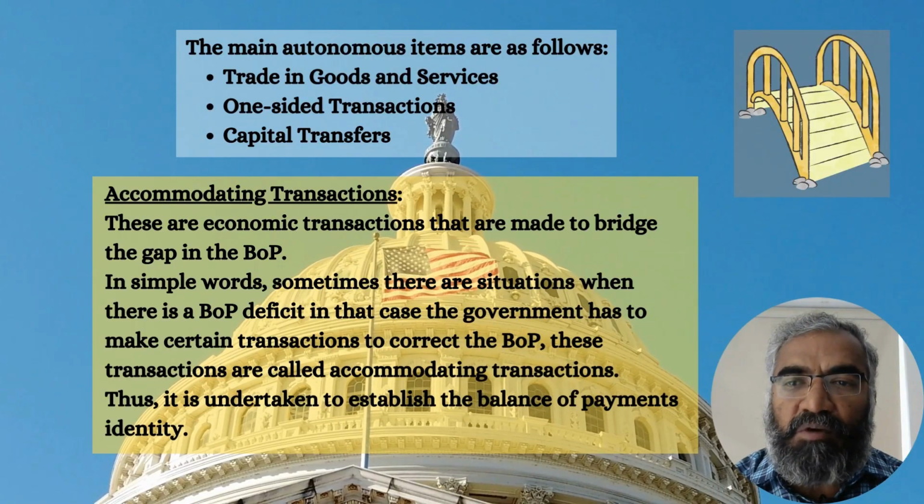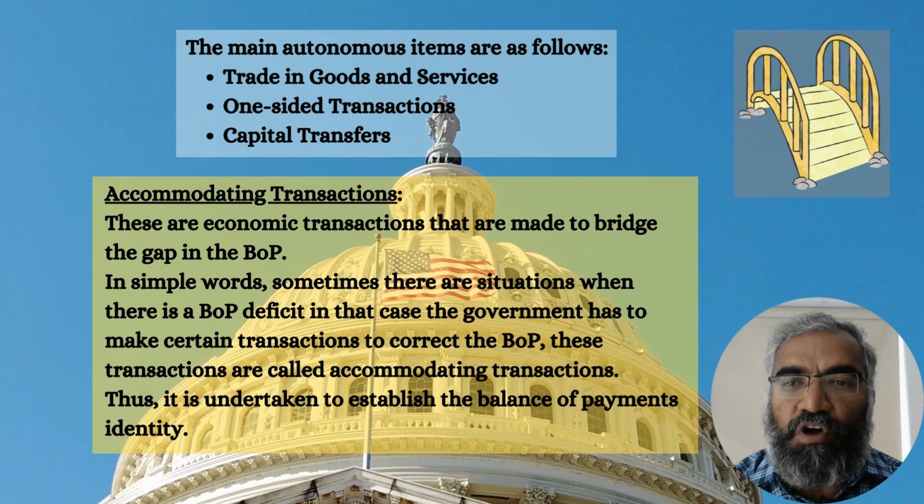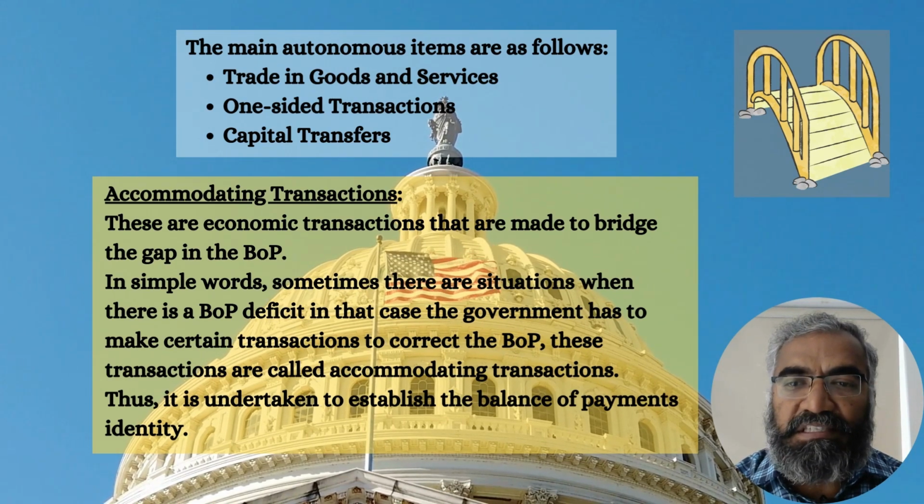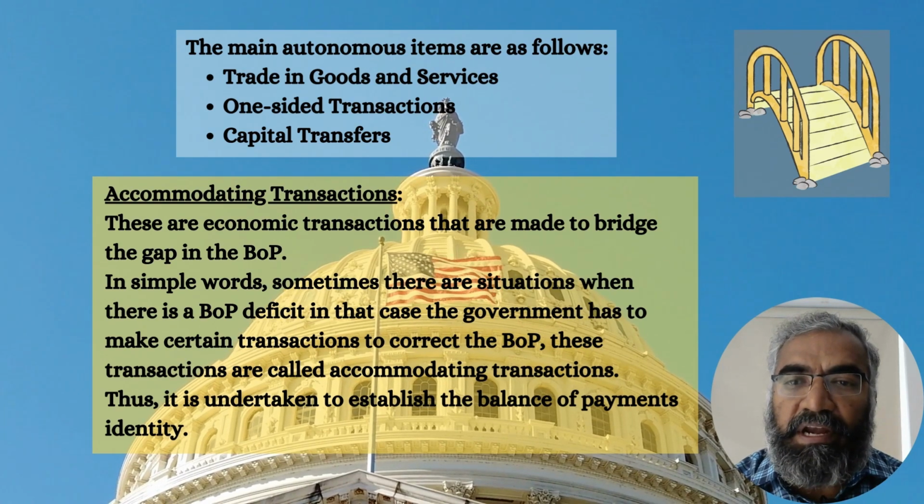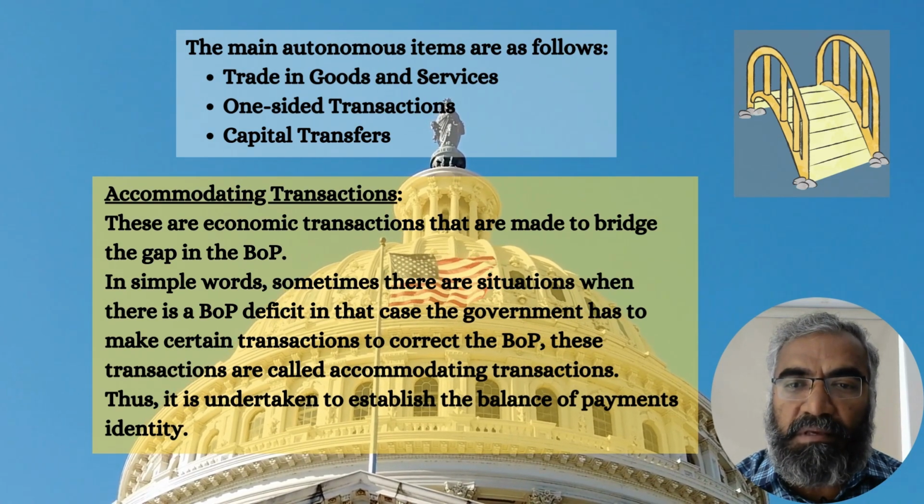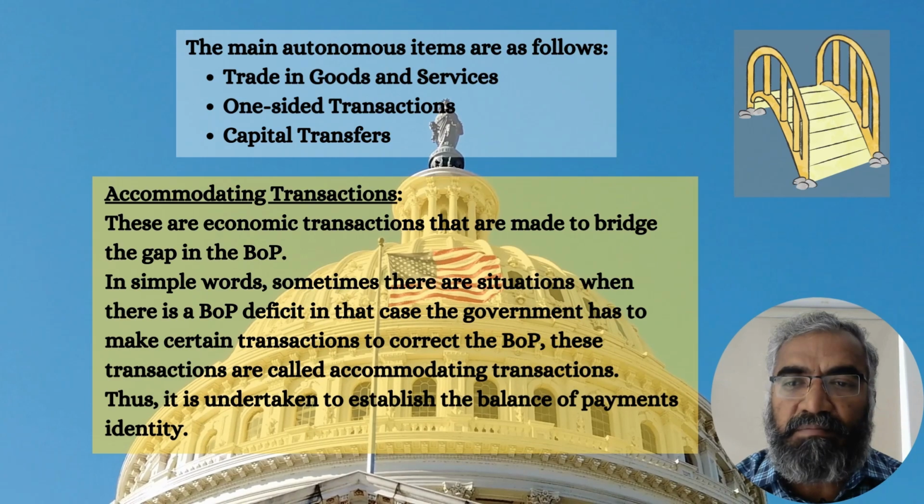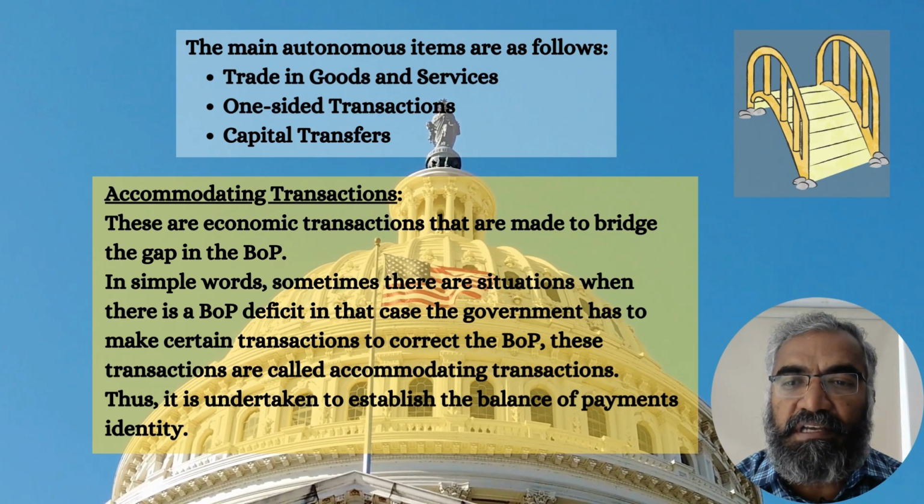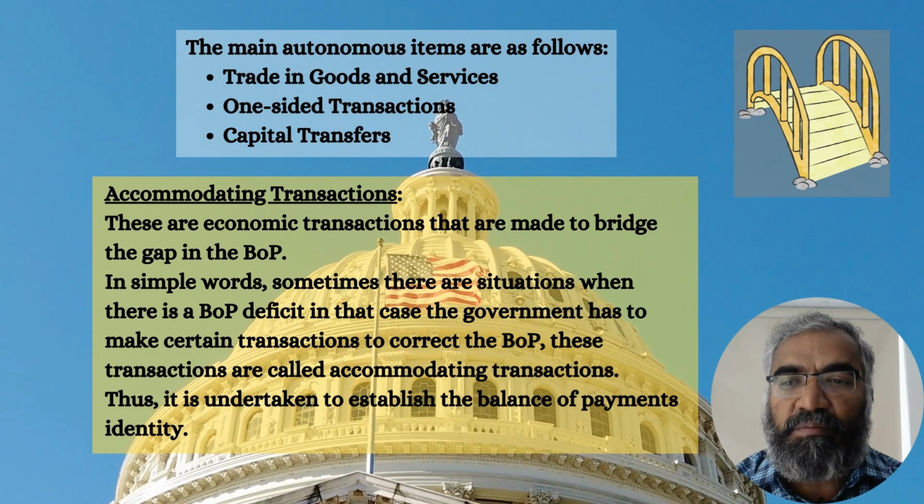The main autonomous items are as follows: trade in goods and services, one-sided transactions, and capital transfers. Next, accommodating transactions. These are economic transactions that are made to bridge the gap in the BOP. In simple words, sometimes there are situations when there is a BOP deficit. In that case, the government has to make certain transactions to correct the BOP.